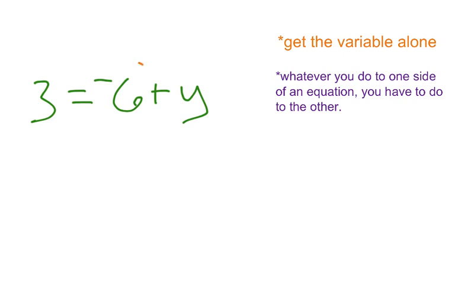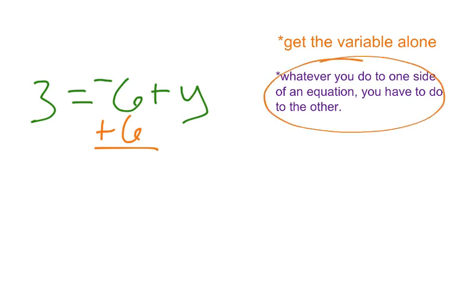I do, however, this time have a negative 6 that I have to get rid of. If I want to get that variable alone, I've got to get rid of that negative 6. Well, like we saw in the last video, to get rid of a negative number, you add to it to get it back to 0. And you're really just doing the opposite. So I'm going to add 6 to that negative 6. Whatever I do to one side of an equation, I have to do to the other, so I have to add 6 over here as well.